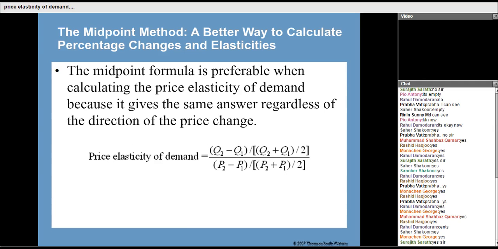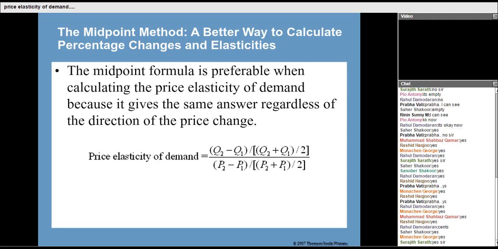See, this is the price elasticity of demand. It's Q2 minus Q1, the final quantity minus the initial quantity, divided by the average of both quantities. See, this is the average, Q2 plus Q1 divided by 2. That is why it is called the midpoint formula.